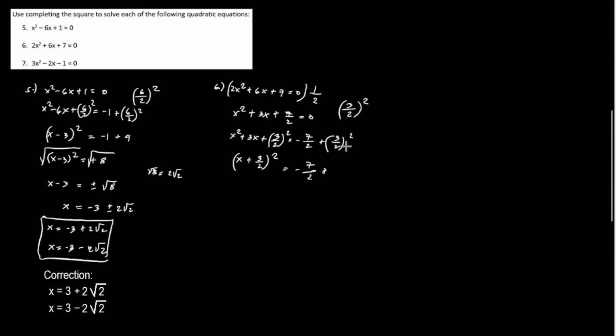and simplify 3 over 2 squared, which is 3 times 3 is 9, and 2 times 2 is 4, and get the LCD, which is 4. So negative 7 over 2, times 2 over 2, is negative 14 over 4, plus 9 over 4. And this is x plus 3 over 2 squared. And x plus 3 over 2 squared is equal to negative 14 plus 9, which is negative 5. And this is negative 5 over 4.